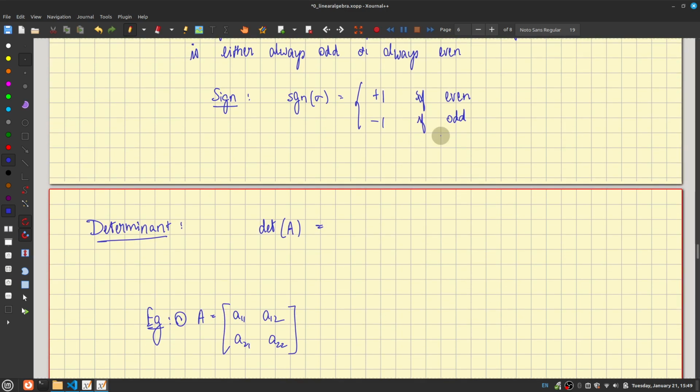All right. So using this, we can define the determinant as follows. It's just the summation over all permutations sigma of, if Aij is the ijth entry of the matrix A, then it is A1 sigma of 1 times A2 sigma of 2 up to An sigma of n, times the sign of sigma.